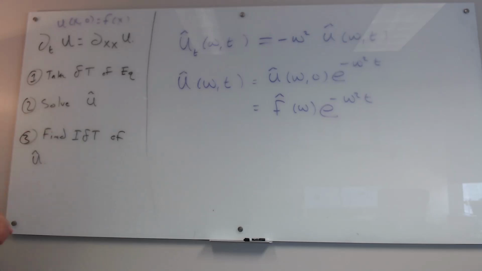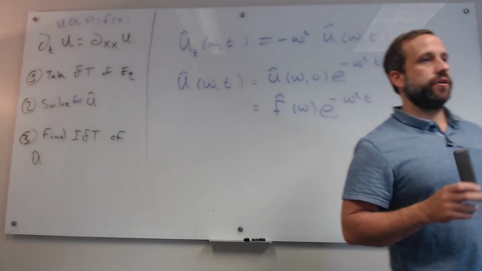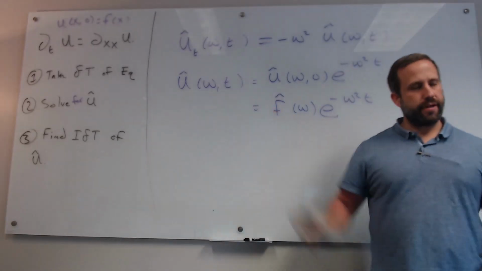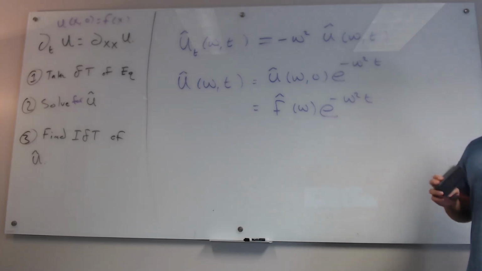We solved, this should say solve for u hat. We just solved for u hat. Again, structurally it's very similar to Laplace transforms. We're using Laplace transforms to solve ordinary differential equations. The difference is that when we use Laplace transforms to solve ordinary differential equations, step 2 was typically an algebraic equation instead of a differential equation. But here it's a differential equation.